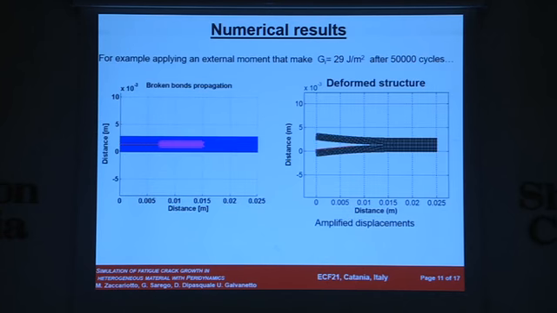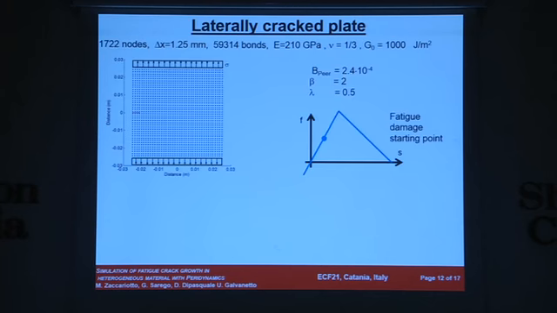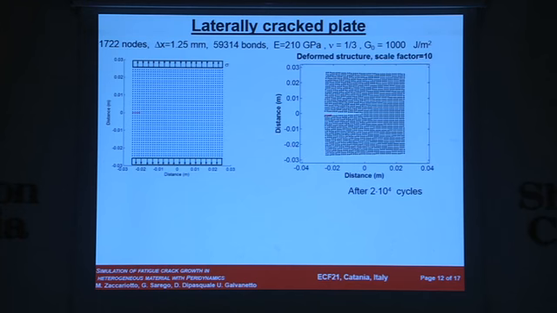The obtained track path is represented in this diagram, and if we plot the track length versus the number of cycles, we obtain, as expected, a linear behavior. In the next phase, we study the fatigue crack propagation on a laterally cracked plate. Again, the obtained track path is reasonable.